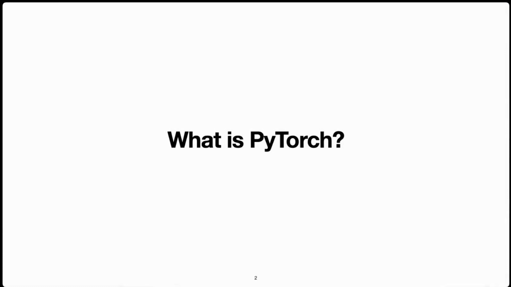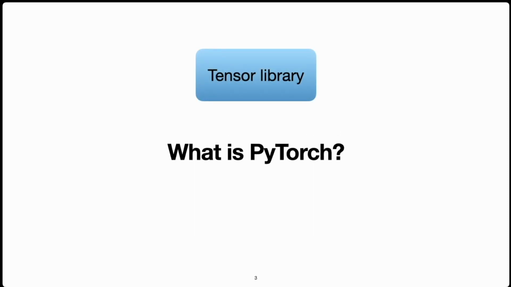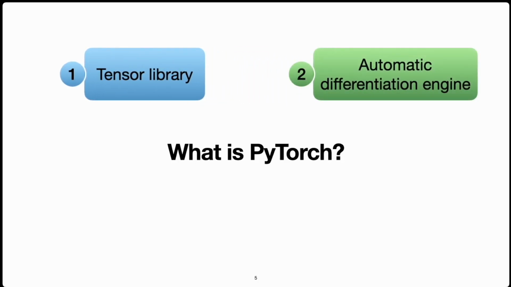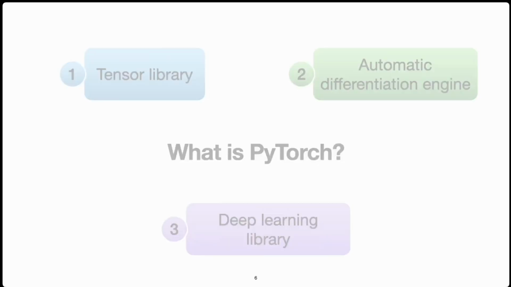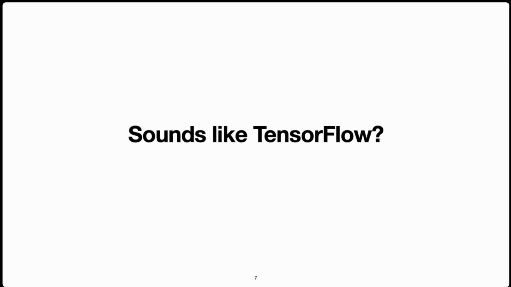So yeah, what is PyTorch? I will try to introduce PyTorch from three, let's say, fundamental principles. So PyTorch is essentially a tensor library, but it's only one thing that PyTorch is. PyTorch is also an automatic differentiation engine, and of course PyTorch is also a deep learning library. So there are three interesting things about PyTorch that we are going to talk about. So we have a tensor library, an automatic differentiation engine, and we have a deep learning library.